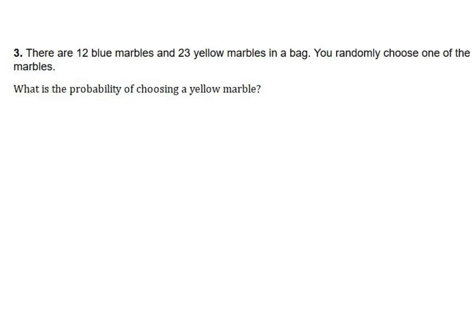There are 12 blue marbles and 23 yellow marbles in a bag, and you randomly choose one of the marbles. What is the probability here of choosing yellow? So first of all, we need to understand that there's 12 and 23. So 12 plus 23 is 35. That's the total number of possible outcomes. And it then asks, what's the probability of choosing yellow? So that would be 23. 23 divided by 35 is 0.65, or actually if we round, 0.66, or 66%.